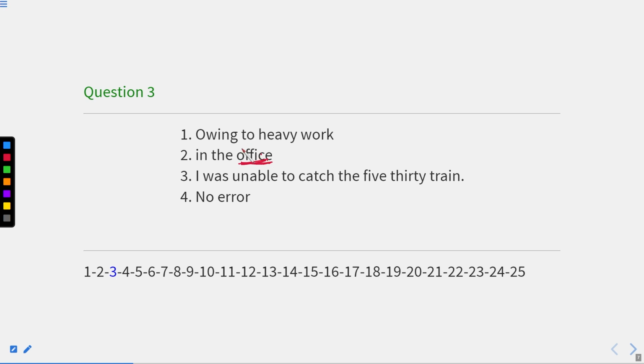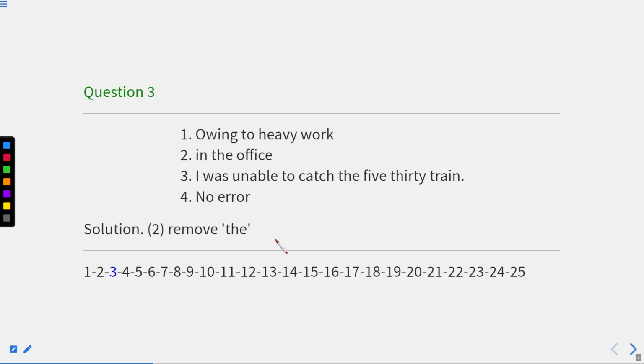Okay, so here this the is incorrect because the name of this office or this place has been taken for the same purpose. Okay, so the should be removed from second part of the sentence. Okay, so our answer will be 2, that is remove the before office.